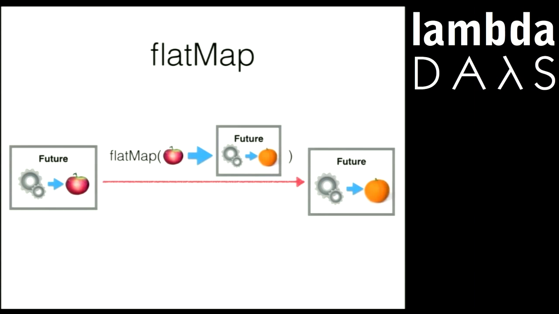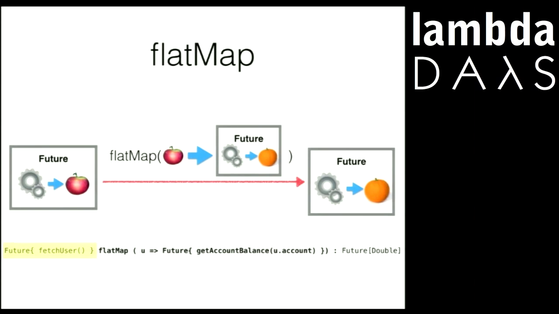Luckily, Scala futures are monadic, so they have this flatMap combinator, which helps us do exactly that. So if we have a future of apple, and then we have a function which, based on the apple, produces a future of orange, we can convert it to a future of orange. Or if you want a more meaningful example, let's say we work for a bank, and we want to produce an account balance for the user.